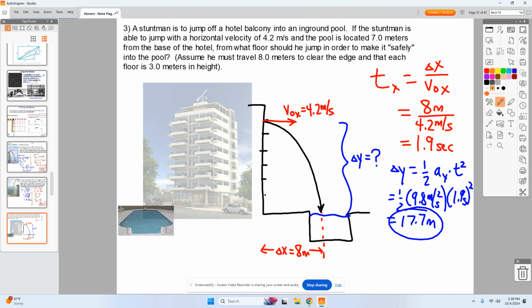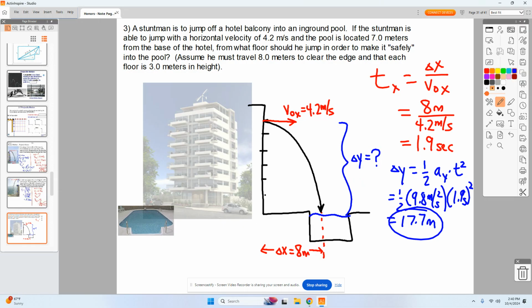That's what we're getting. Okay, so what I'm going to ask you to do is look at that problem. The director of the film comes to you and says, hey Abby, you're the only one on our set that has ever taken any physics, and we need to know from what floor we need to jump. He doesn't talk about height. He says, what floor does this person need to jump from?